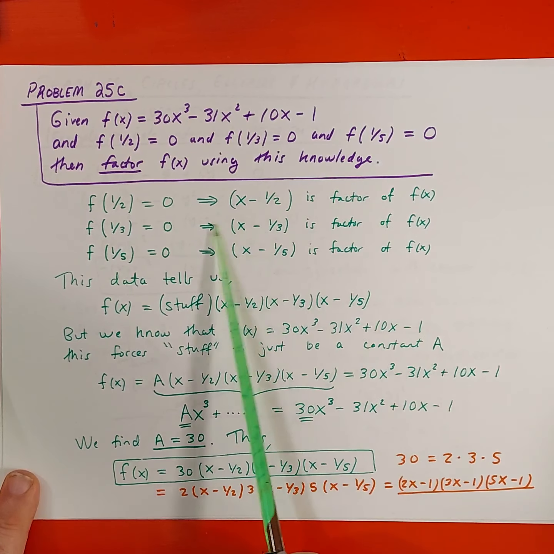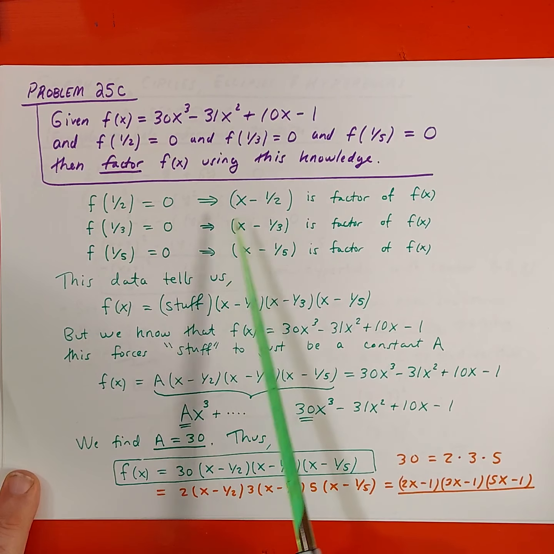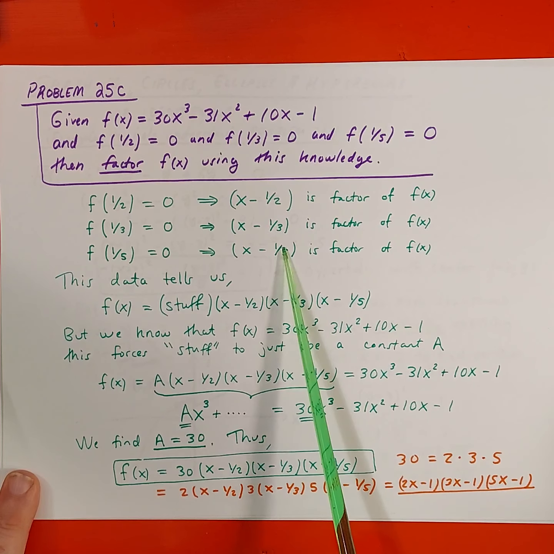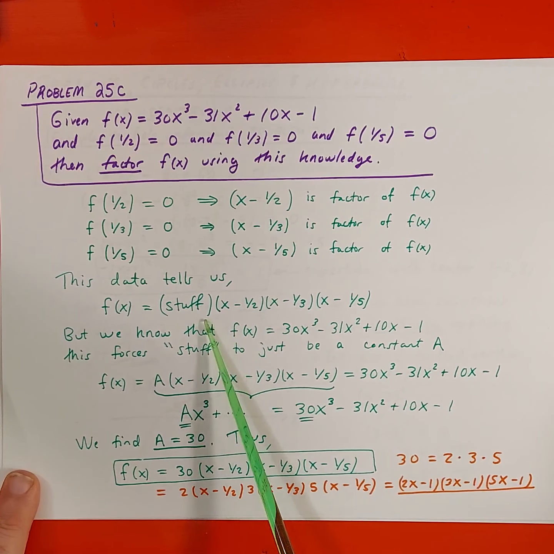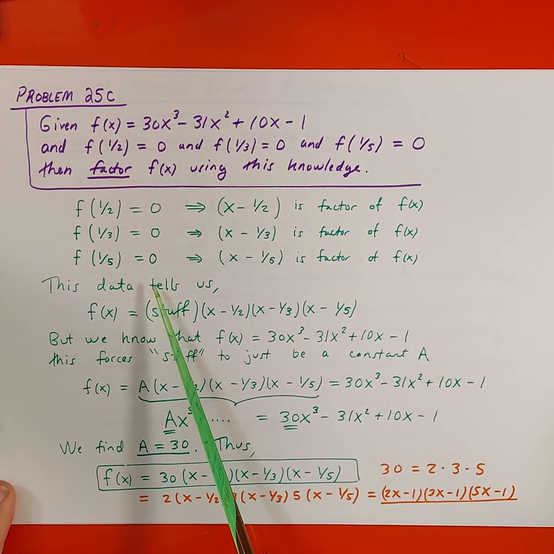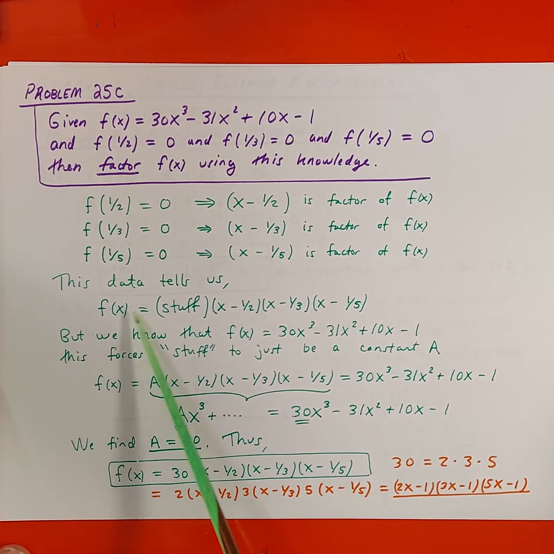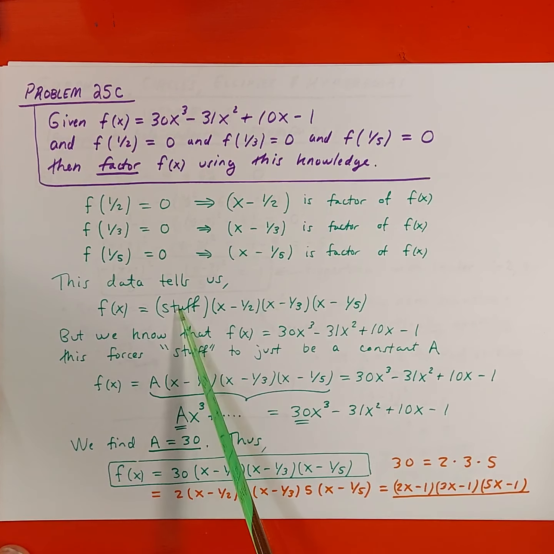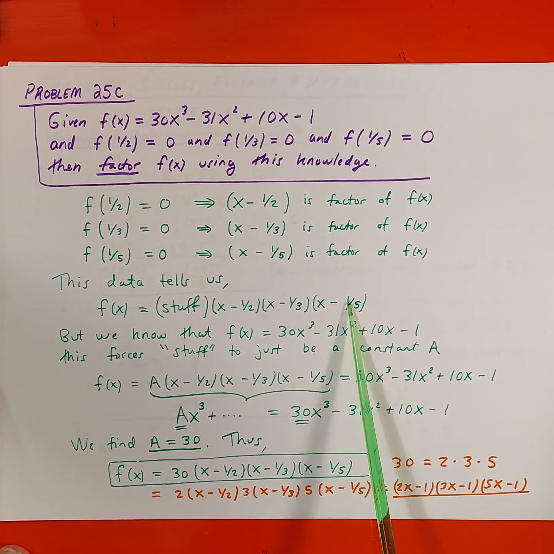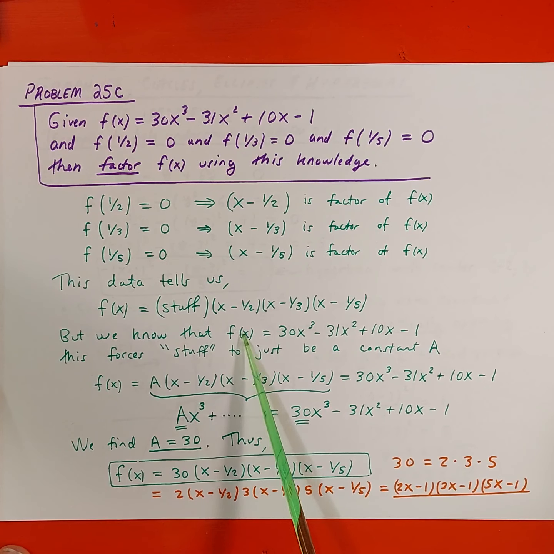So the way we can do that is to use the factor theorem 3 times. It gives us this factor, and that factor. And so if you put that all together, what we have is that f of x has got to be something, whatever, just say stuff, times these factors, right? But on the other hand, we know f of x is this.